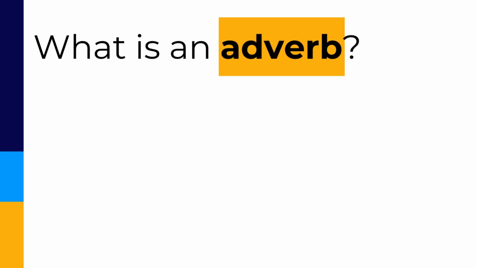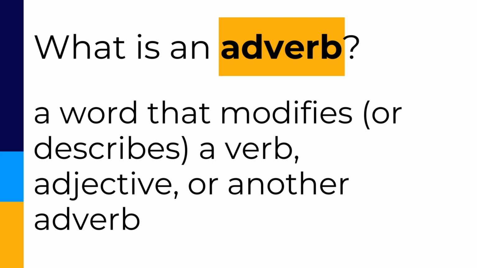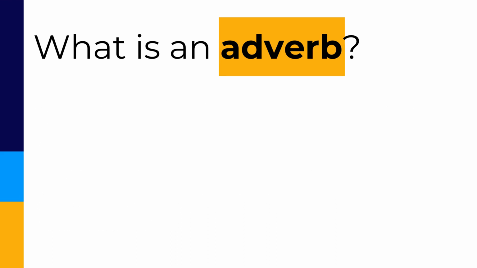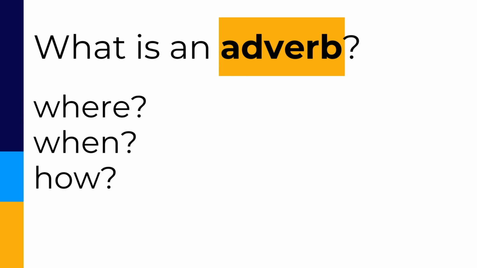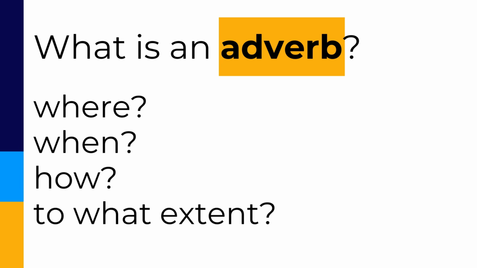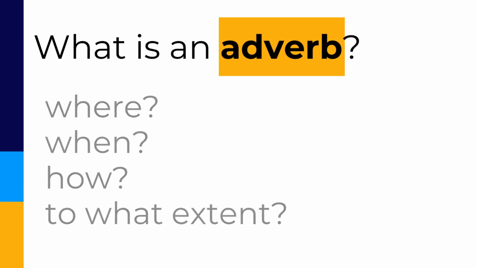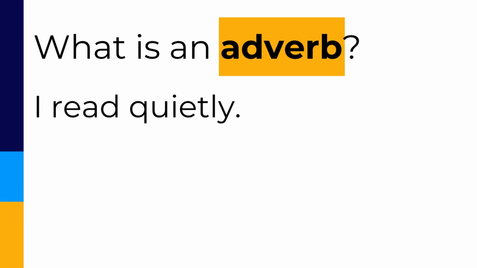Next thing you need to know is what an adverb is. An adverb is a word that modifies a verb, an adjective, or another adverb in the sentence. Adverbs answer the questions where, when, how, or to what extent. Here are some examples. I read quietly. In this sentence, quietly is an adverb that describes read. Quietly explains how I read.